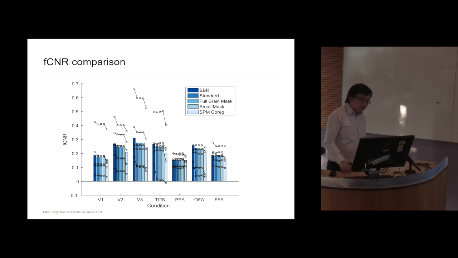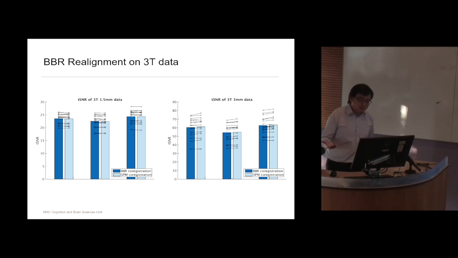Similarly, if we look at the FCNR, it tells a very similar story in that BBR still performs the best, and the three SPM realignment methods do very similarly. Again, the mask performs slightly better, but it's not very obvious in this data set, from these graphs. Alright, so the next thing to think about was, since this works very well for 7T, should we bring this to 3T as well? This is actually from another data set that I've acquired previously, and it has both 1.5 millimeter and 3 millimeter 3T data.